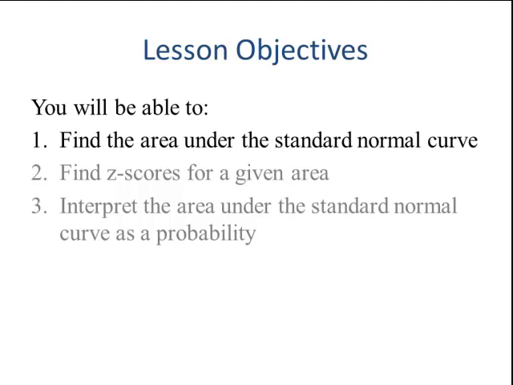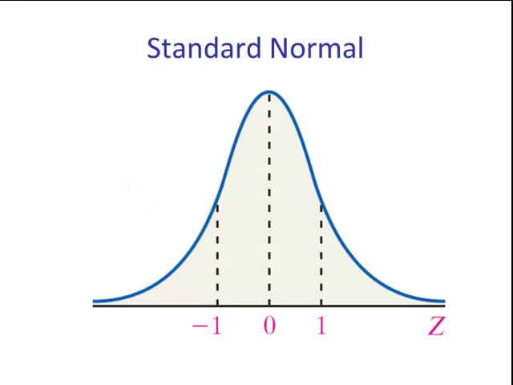Lesson objectives. Find the area under the standard normal curve. The standard normal distribution looks like this. It has a mean of 0 and a standard deviation of 1. And if you remember from our last video, these are what we call the points of inflection.